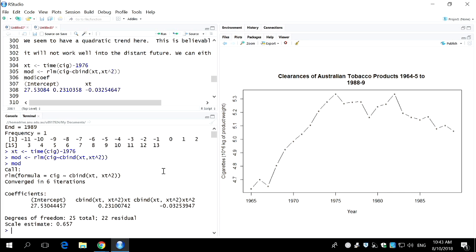Okay, there's my model so far. So, intercept is 27, coefficient of time is 0.23, coefficient of time squared is minus 0.032. All right, so that's the model that I fit. Oh, by the way, we never talk about the intercept, but we probably should. The intercept is the predicted cigarette sales in the year 0.